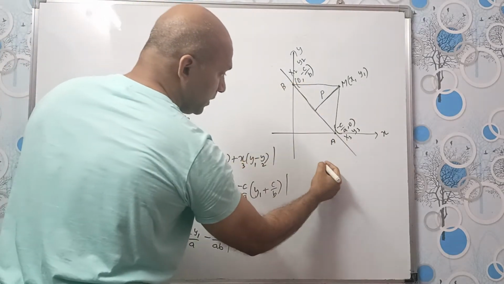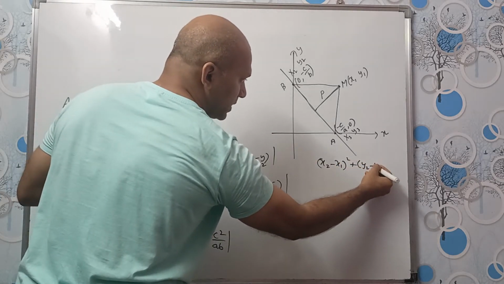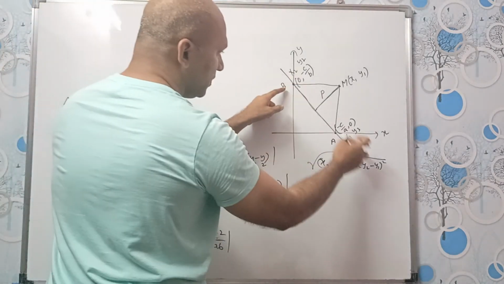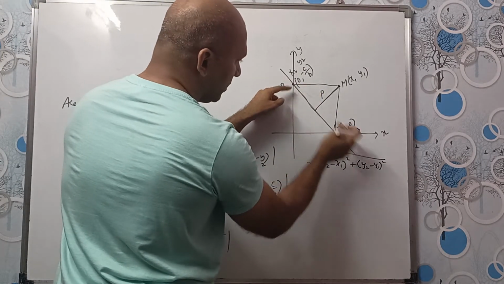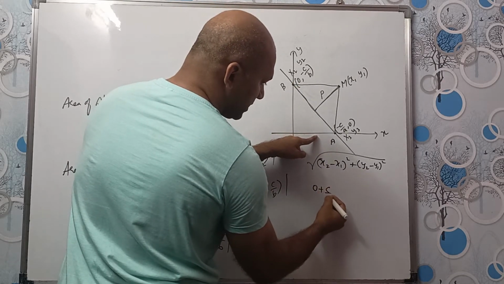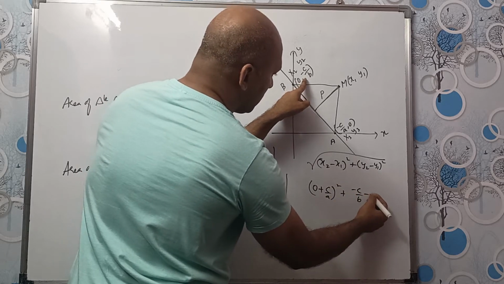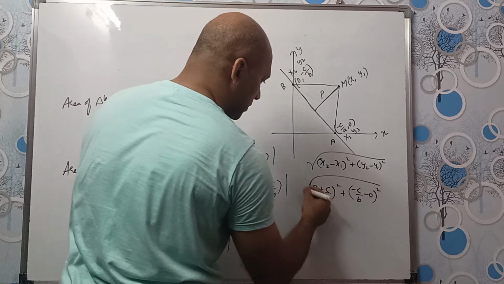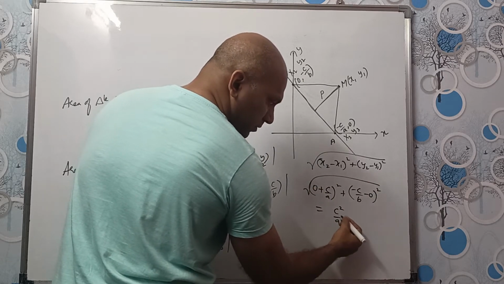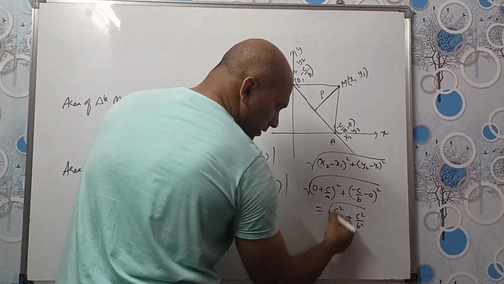Let us find AB using this x2 minus x1 whole square plus y2 minus y1 whole square formula, right? Distance between the 2 points formula. Okay. So what will be this? If you take this as x1, y1, 0 minus of minus c by a whole square plus minus c by b minus 0 whole square. Okay. This will be c by a whole square, that is c square divided by a square plus c square divided by b square, right?